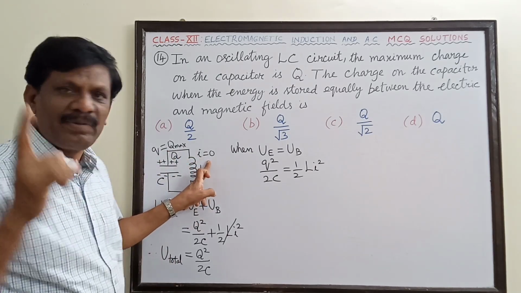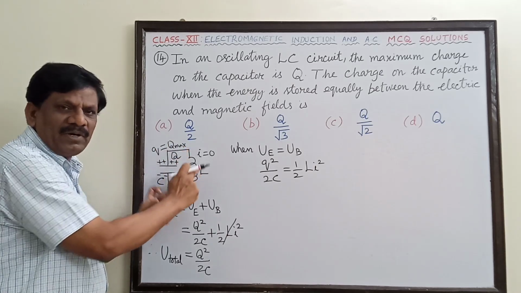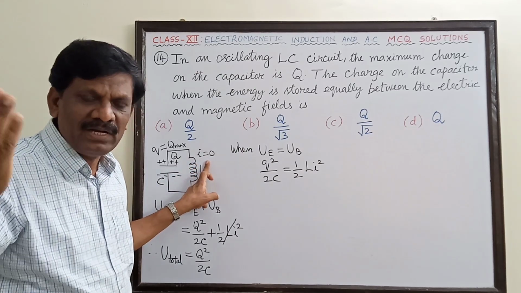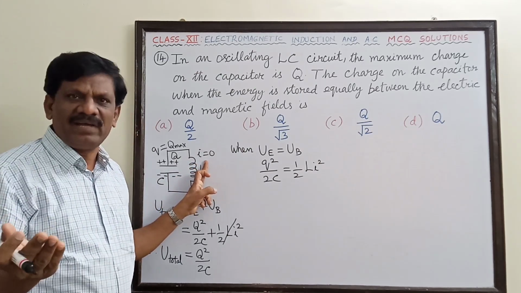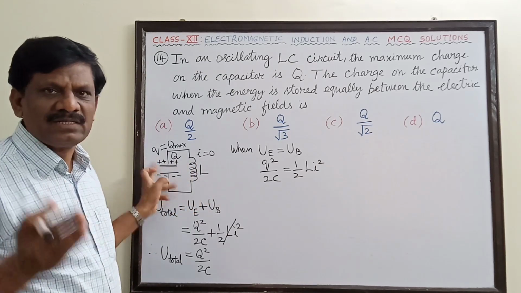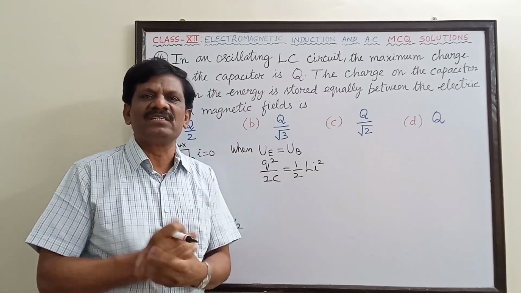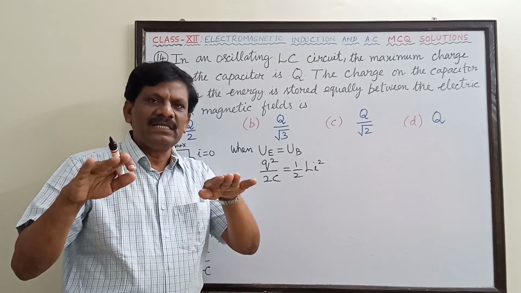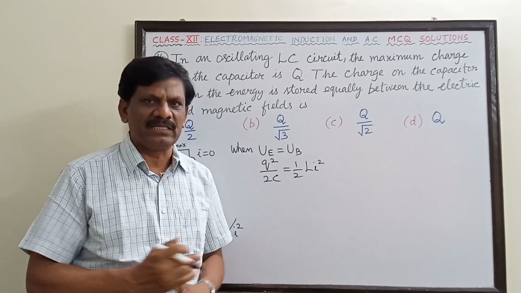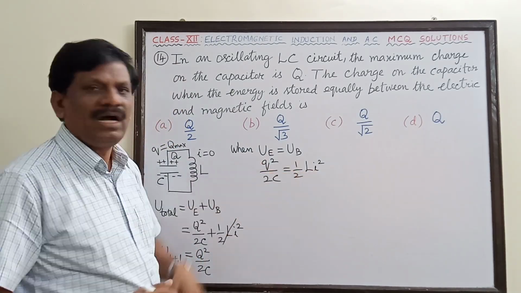After some time, when the capacitor discharges, some charges will flow in the circuit and produce a current. So slowly the current will increase from 0 up to a maximum. Only when the current attains its maximum value, the charge will become 0. So it is like an oscillation: electric field and magnetic field oscillations take place. At one stage, energy will be equally stored in the capacitor as well as the inductor. At that stage, q square by 2C must be equal to half L i square.